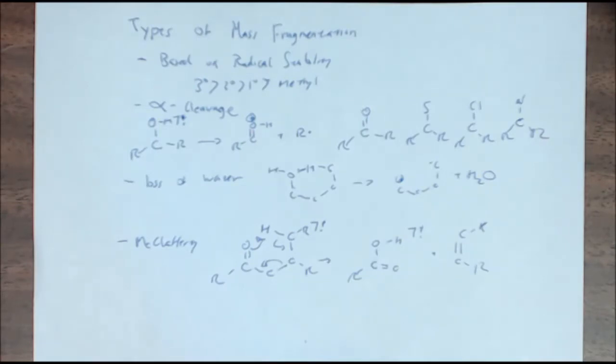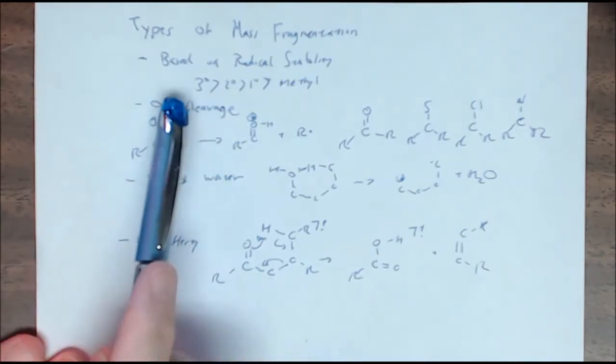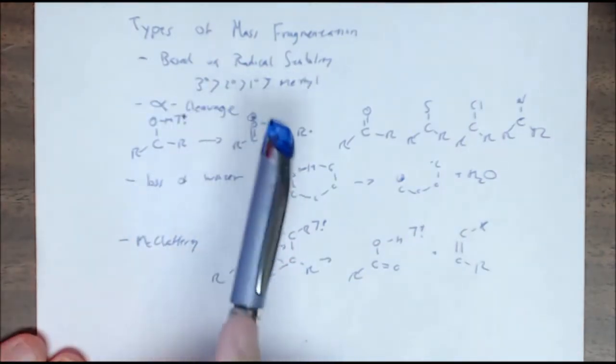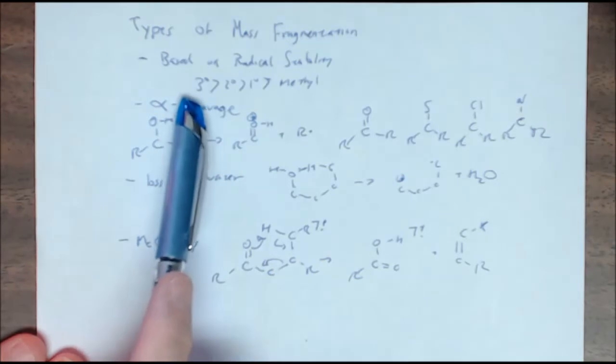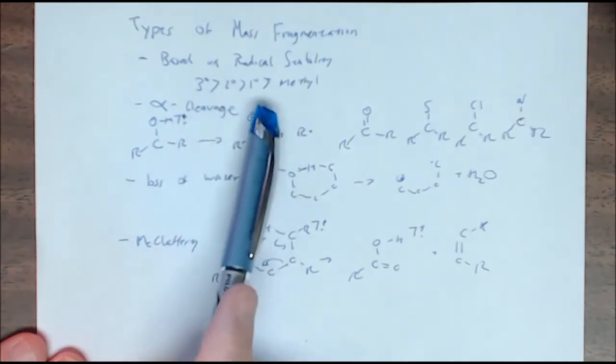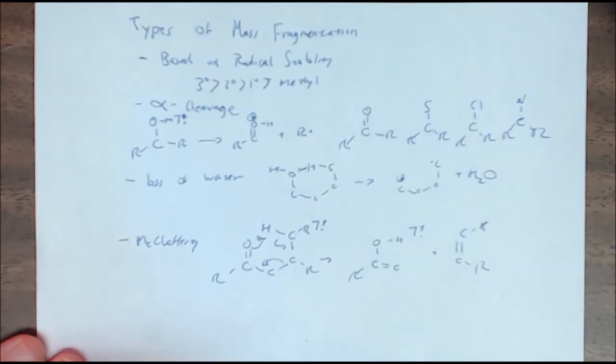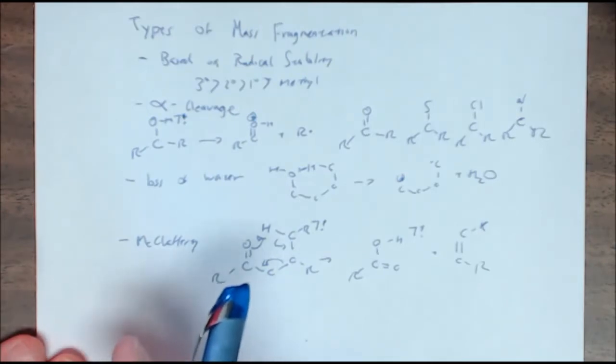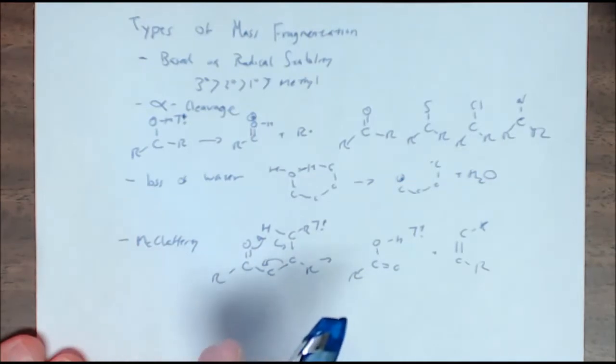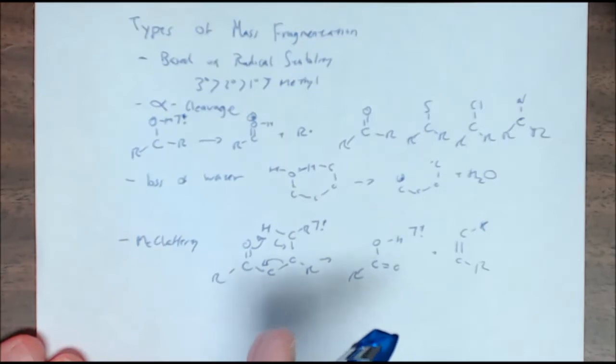The first types of fragmentation that you're going to see are the general fragmentations, and those are based on radical stability. So you're looking at things where tertiary is more stable than secondary, which is more stable than primary, which is more stable than methyl. Things that are aryl or phenyl are going to be pretty stable. If there's anything that's going to stabilize a radical that's associated with that, that is also going to make something more stable.